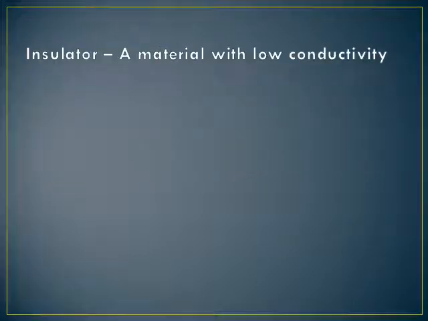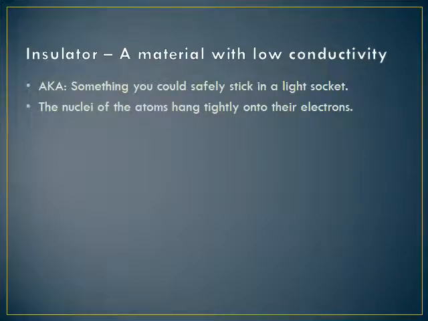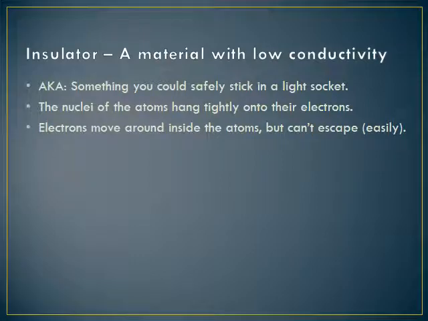So an insulator is a material that has low conductivity, aka something you could safely stick in a light socket. So if you could picture yourself doing this, then probably this object is an insulator. What's happening in an insulator is that the nuclei of the atoms are hanging tightly onto their electrons. They really don't want to give up their electrons, and they don't want electrons to move between atoms. They basically like to stay in their atoms. The electrons are moving around inside those atoms, but they can't easily escape or flow from one atom to another.